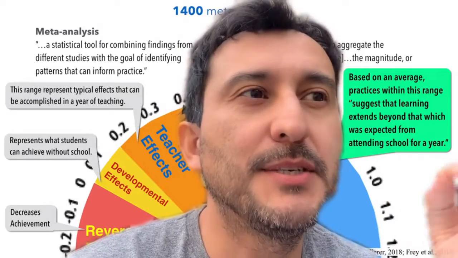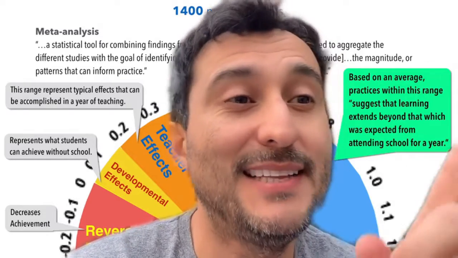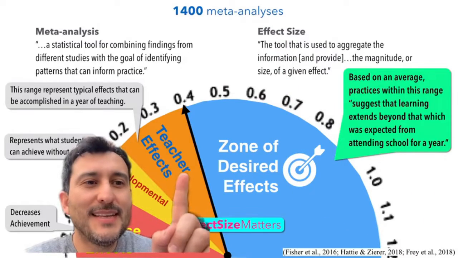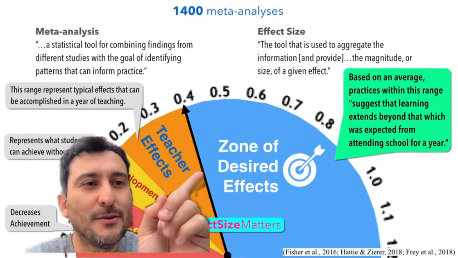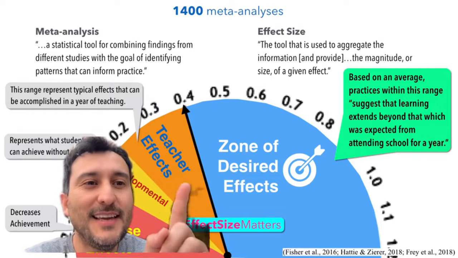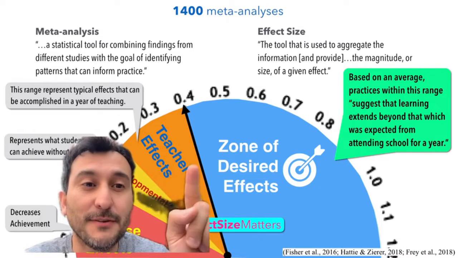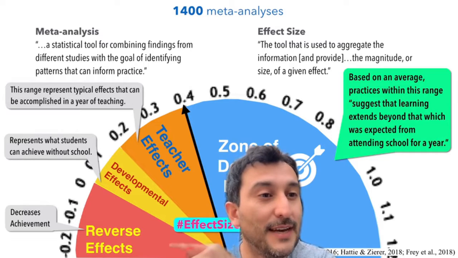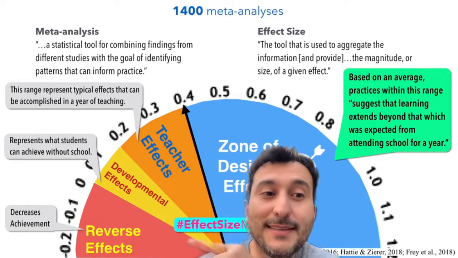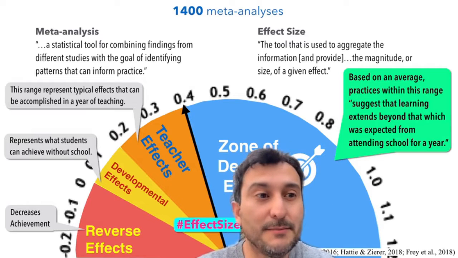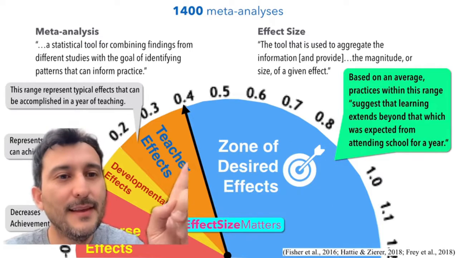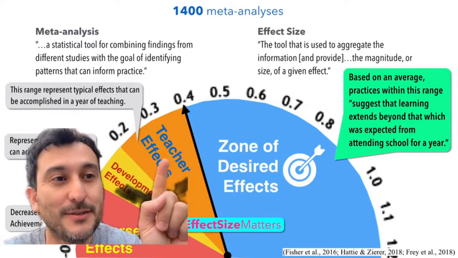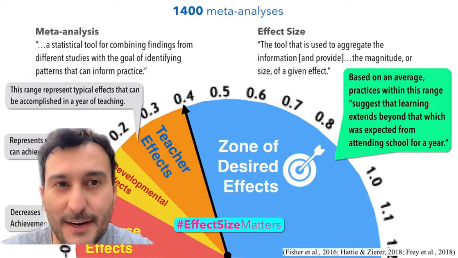One of the misconceptions I think people get when they're looking at Hattie and effect sizes do matter, is that they want to focus on that zone of desired effects, that ZDE, and stay completely out of the teacher effects. Now, I do think you should stay out of the reverse effects for as much as you can impact that, because sometimes that's just out of your control. But some of these teacher effects are really good stepping stones to get students up to that ZDE area.